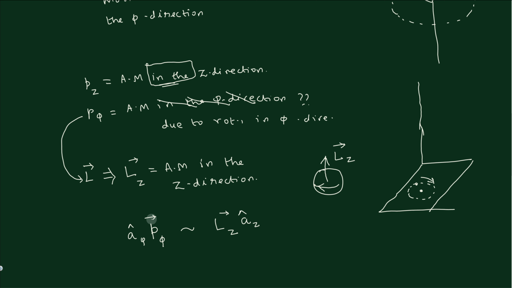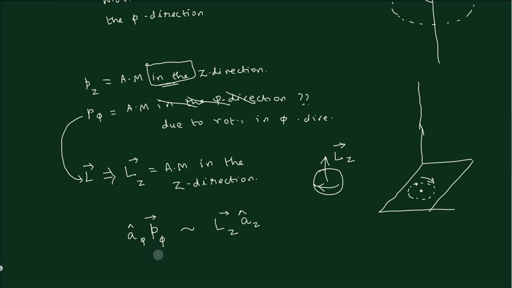The meaning of this arrow is that there is an associated vector quantity here, but otherwise the component itself is a scalar, you know that. p phi is a scalar, the component is a scalar in that direction. So similarly Lz is a scalar, acting in the z direction. That is the meaning I am trying to explain, so I am putting this vector.